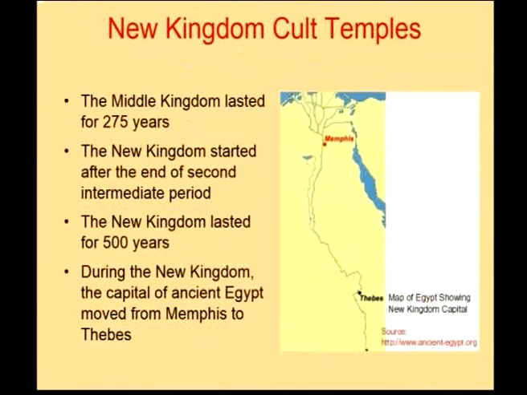New Kingdom cult temples. The Middle Kingdom lasted for about 275 years. After the Middle Kingdom was the New Kingdom. The New Kingdom started after the Second Intermediate Period. It lasted for about 500 years. During the New Kingdom, the capital of Egypt moved from Memphis to Thebes, which lies below.